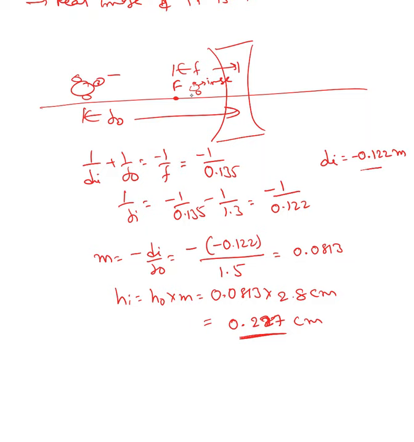Okay, now the image is upright and it is not inverted. At the same time, this image is not real, this image is virtual. So basically, if I wear this lenses as my glasses, basically I will see the insect, which is 2.8 centimeters, I feel like it is at 0.122 meters away. Okay. That's all. Thank you.